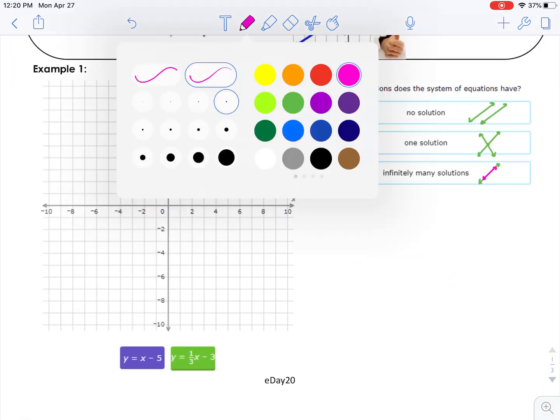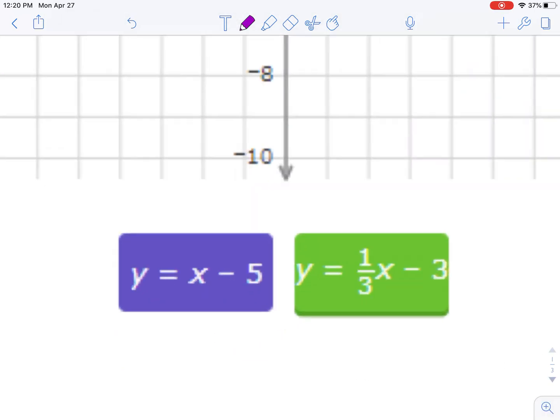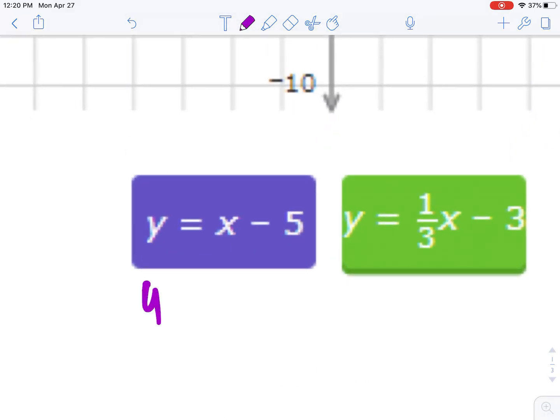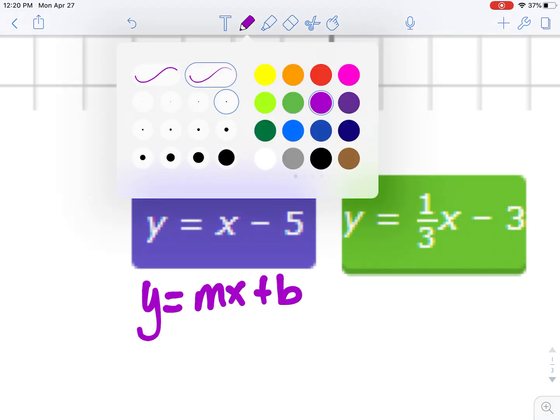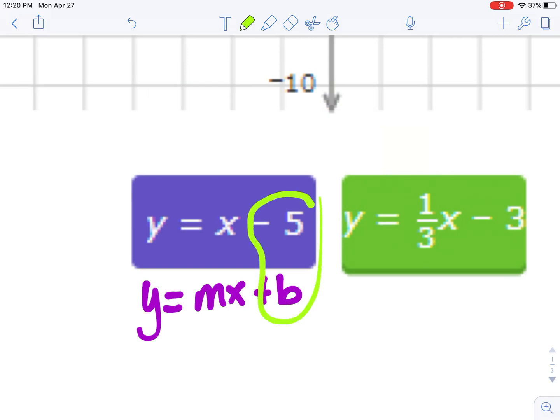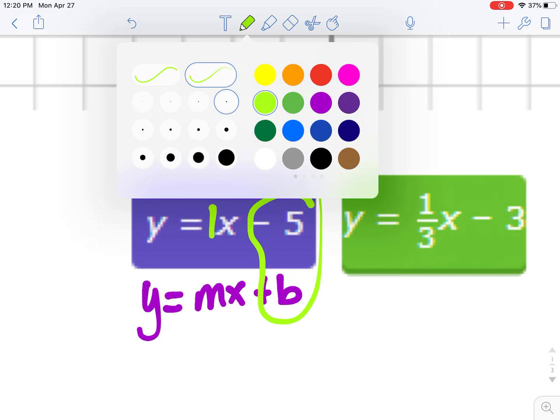First thing we need to do is graph each line. So our first one is y equals x minus 5. Remember your slope-intercept form, y equals mx plus b. Your y-intercept is -5, and then your slope here is 1.